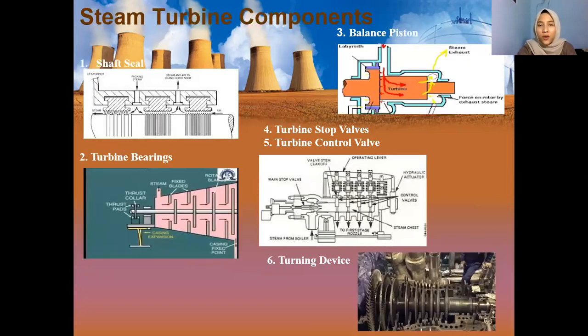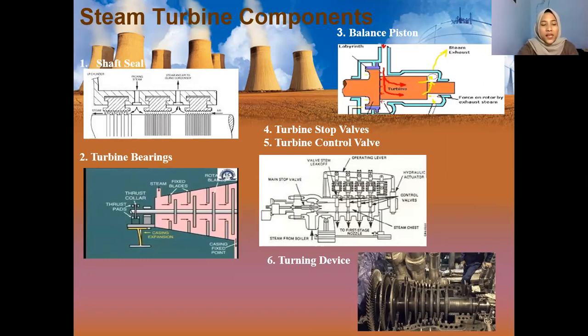Next, steam turbine components. Number 1, shaft seal. The shaft seal is the part of the turbine between the shaft and the casing, whose function is to prevent water from leaving the turbine through the gaps between the shaft and the casing due to pressure difference, and also to prevent air from entering the turbine, especially the LP turbine, due to the higher water vapor pressure vacuum where the steam turbine is operating.